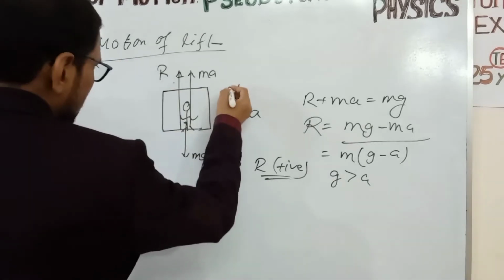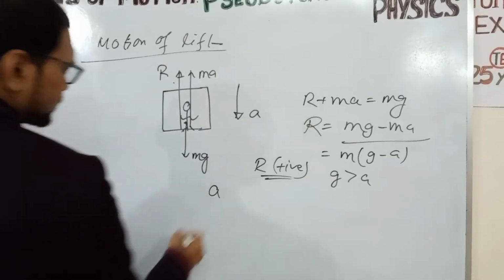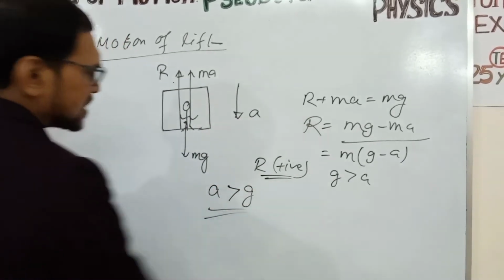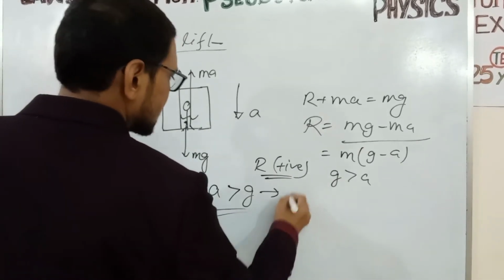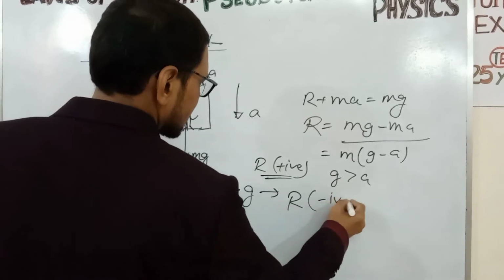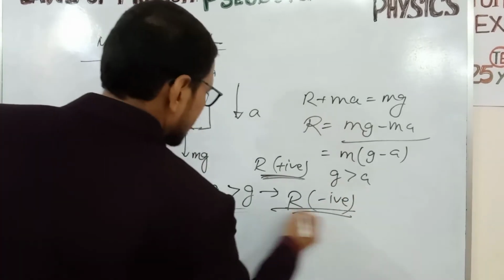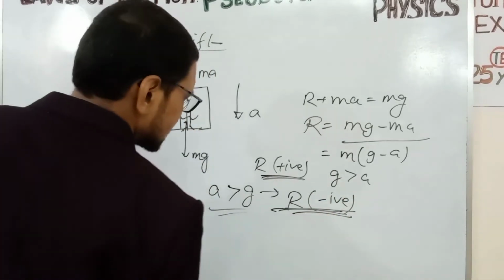Now suppose the lift accelerates with greater than g. Now what happens? If a is greater than g, then R is negative.